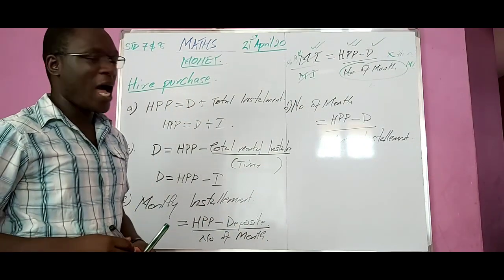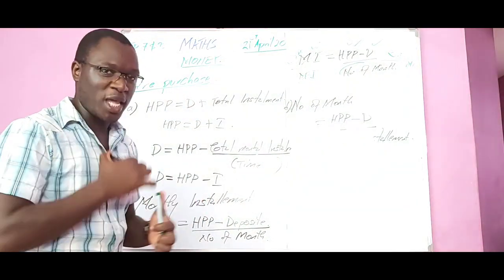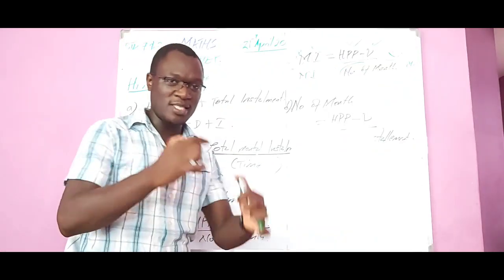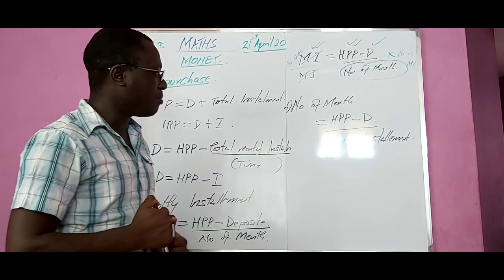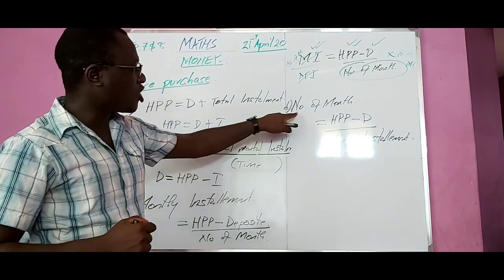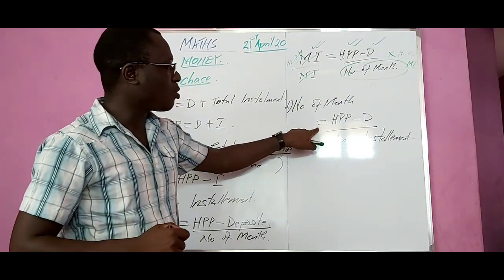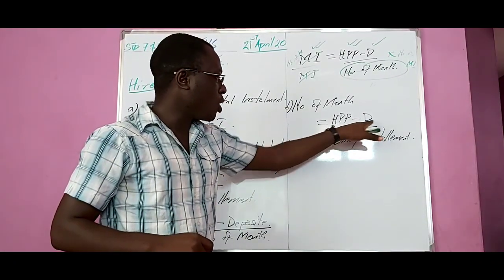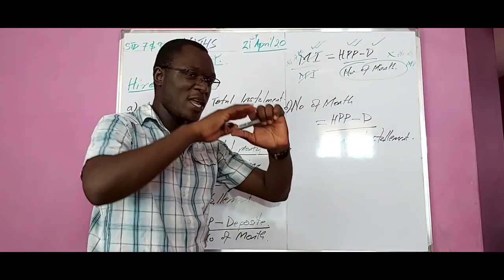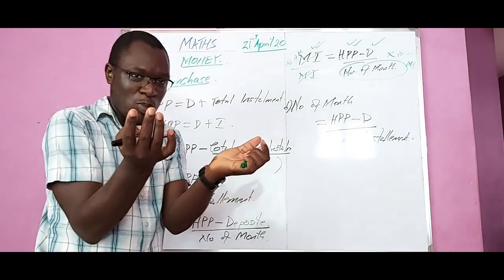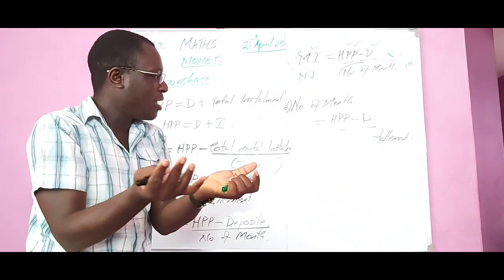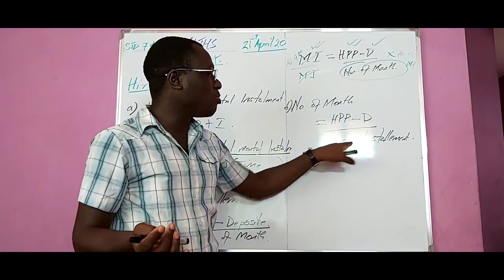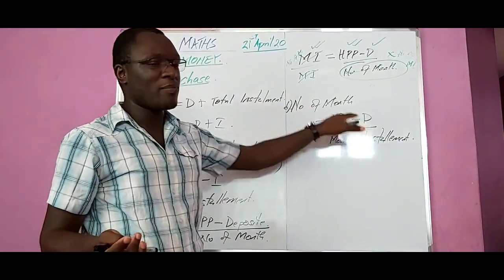When you ask how many months did it take to pay for this book, or for this car, or for this house, or whatever item somebody was buying, we say number of months is equal to hire purchase price minus deposit. When you subtract the deposit, you remain with the total amount to be paid. Then you go ahead and divide with the time, or with each month. Then you'll get the total time taken to pay that.